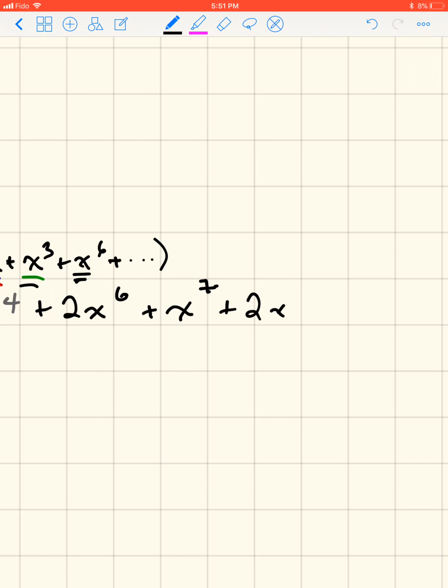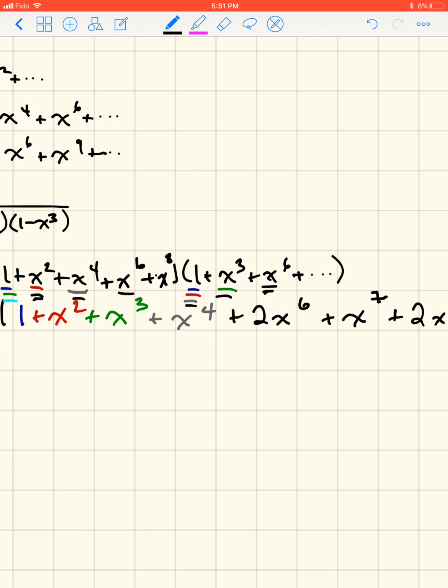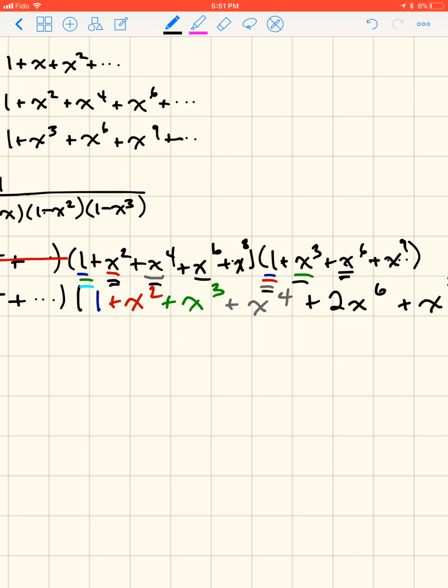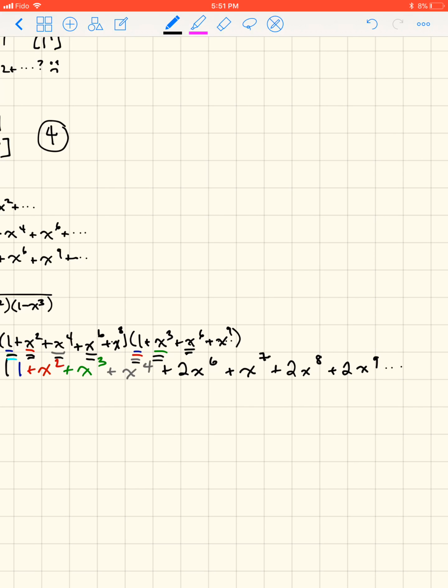You'll get the hang of this and it'll come much quicker. Presumably I'll get the hang of it too. And x9 we can get through the x9 in the second bracket times 1, or x6 in the first bracket and x3 in the others, so there's 2 x9s. And we only have to worry about those terms.